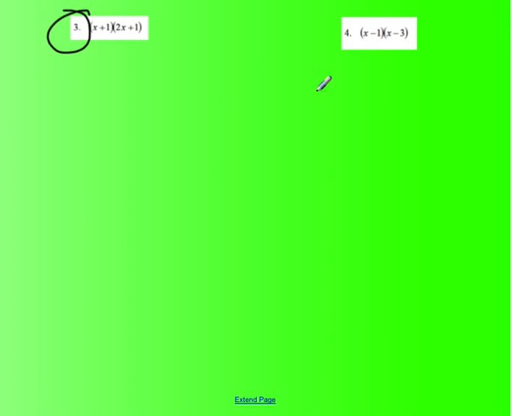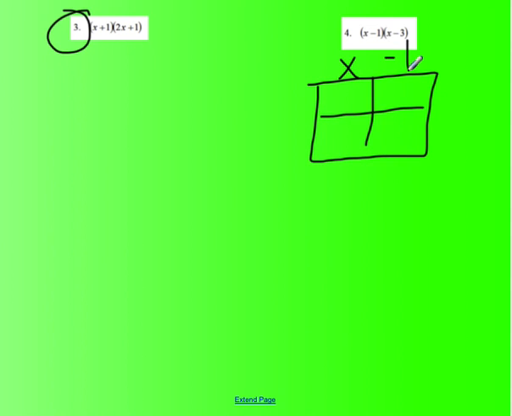I'm going to take a look at number 4, and we're going to do number 4 using the box method. So I'm going to line up the terms. So what you're going to notice is because it's minus, I'm taking that second term and I'm almost writing it out as negative. So then I have x times x, which is x squared. Negative 1 times x is a negative x. X times a negative 3 is a negative 3x. Negative 3 times negative 1 is positive 3.